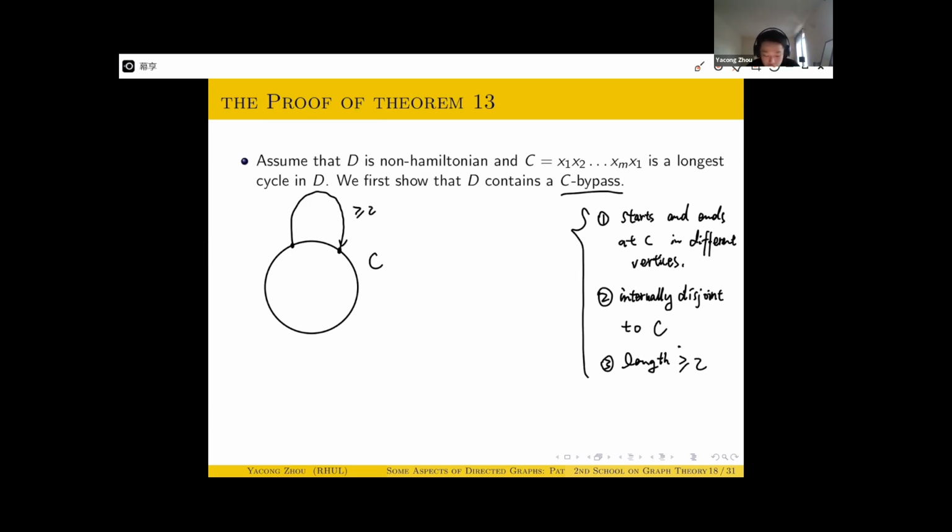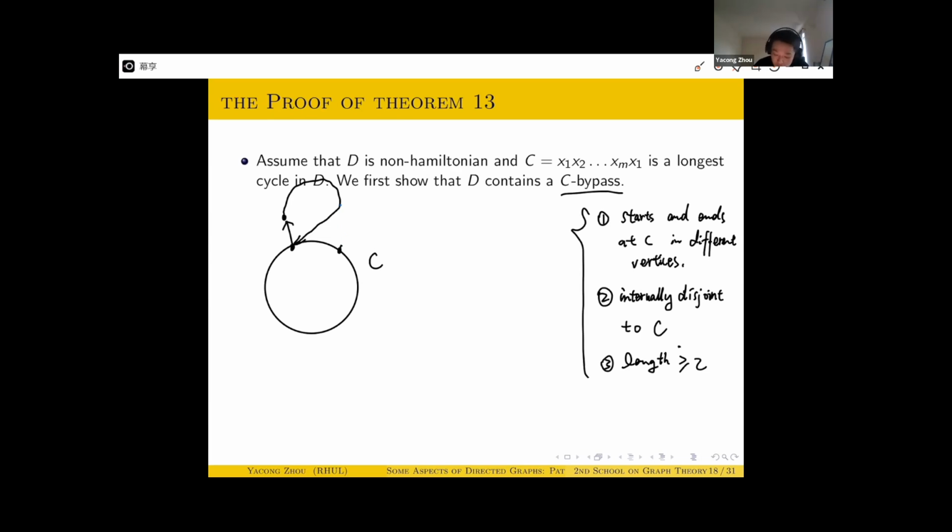So we prove this by contradiction. We now assume that D contains no C-bypass. Then because C is not a Hamilton cycle and D is strong, there must be an arc from C to another vertex here. And by extending this arc, we must finally arrive at the same starting point here, because there is no bypass. You cannot arrive at any other vertex.